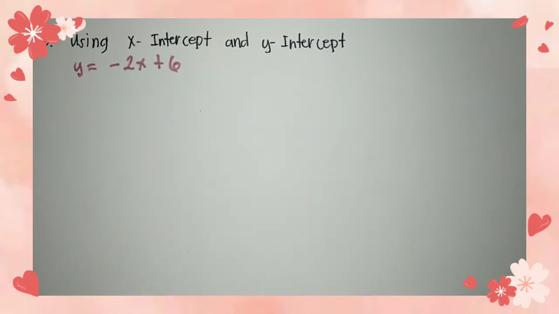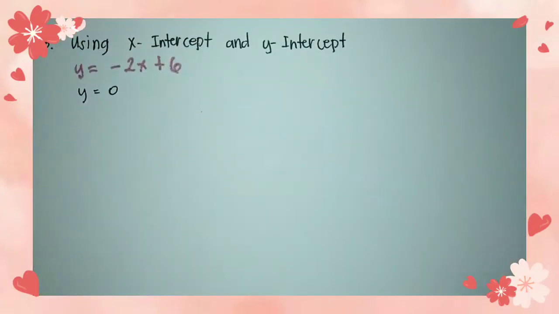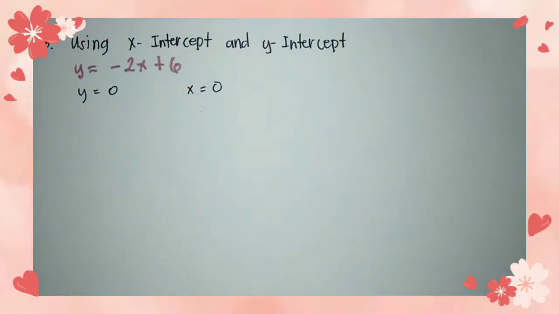Kung kanina nag-assign tayo ng dalawang values kay x, okay, ngayon naman, ang gagawin natin is let y is equal to 0 and x is equal to 0. So, yun yung steps on how to graph linear equation using x-intercept and y-intercepts. The first step is to let y is equal to 0 and x is of course equal to 0. Okay? Then, the second step is to do substitution again.